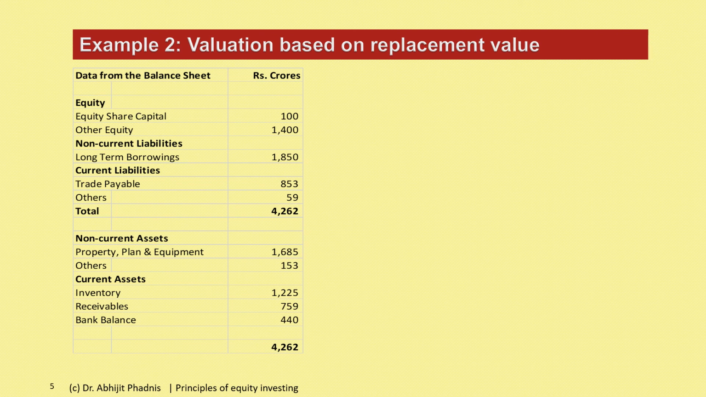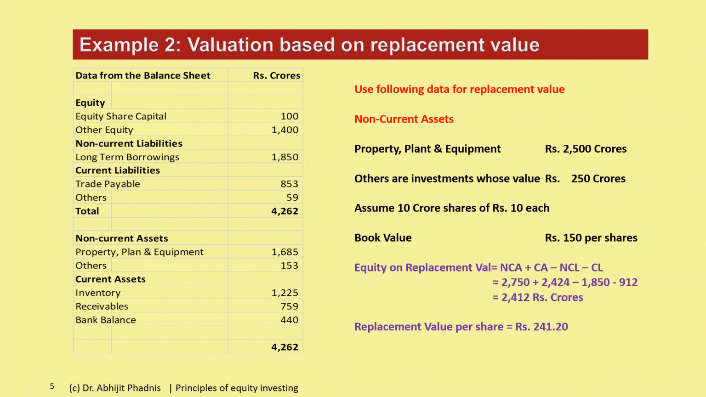So, of course, we have to use that data with a lot of caution, but nonetheless, we should be aware about the argument which is involved in the replacement value principle. So here again, there is a balance sheet provided to you, which has equity, non-current liabilities, non-current assets, and current assets of a hypothetical company. Now, some more data is given to you on the right-hand side.